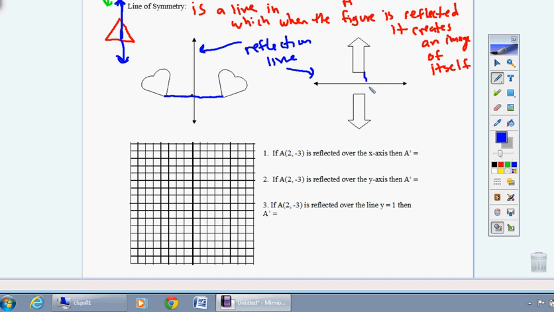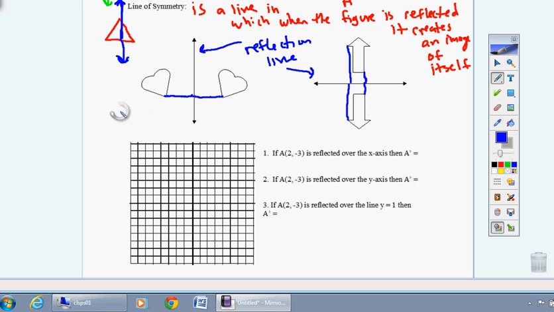So you notice the distance from this vertex to the reflection line is the same as the distance from this vertex to the reflection line, and so on and so forth. The distance from this vertex to the reflection line is going to be the same as the distance from this vertex to the reflection line. So notice the arrow is the same distance from the reflection line as the arrow on the opposite side of the line.